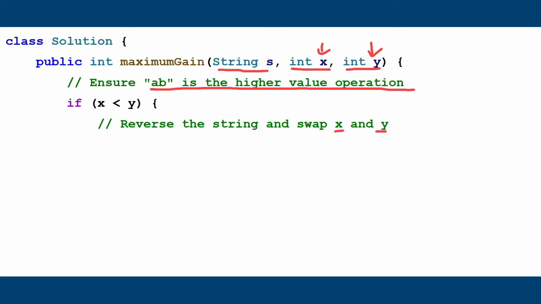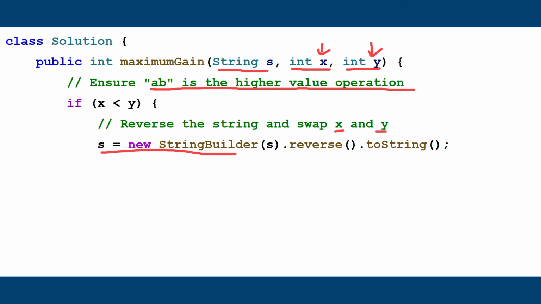If x is less than y, we have to reverse the string and swap x and y, correct? For that, we know we have a StringBuilder, let's suppose for now. So we'll convert the string into a StringBuilder object. You just need to do new StringBuilder, and then you pass the given string. This turns the string into a StringBuilder object.